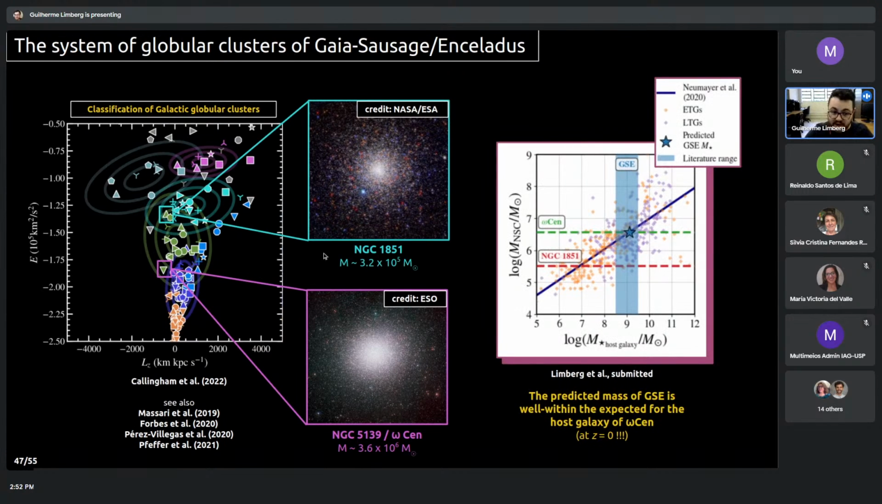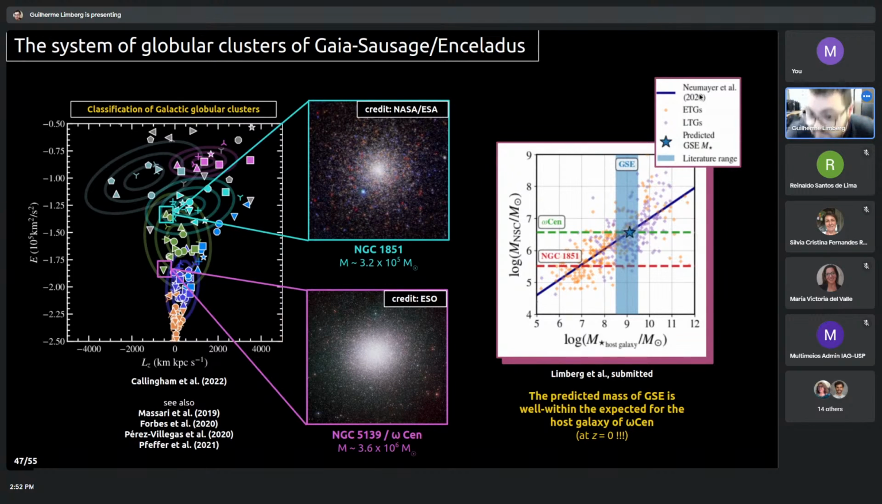So we can actually compare the mass of these globular clusters, which we know with pretty good precision thanks to Gaia, with the stellar mass of hosts of nuclear star clusters that we see in the local universe. And this is exactly what is shown in this figure. This is the relation between the mass of nuclear star clusters and the stellar mass of their host galaxies. This is all from a review by Neumayer et al.